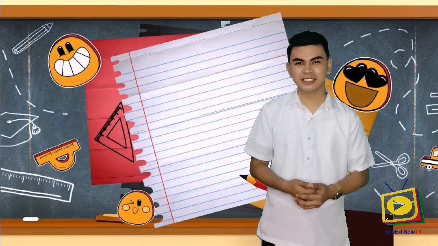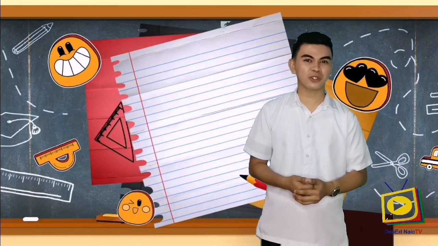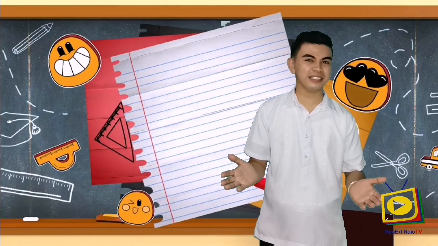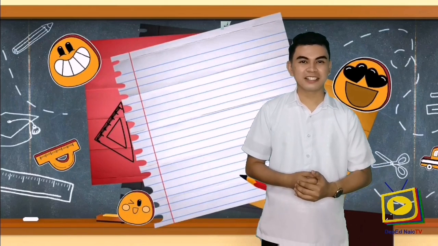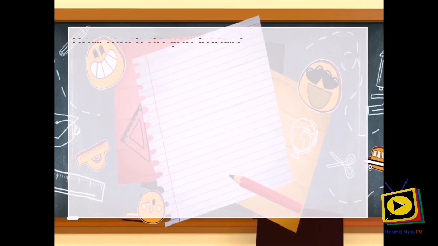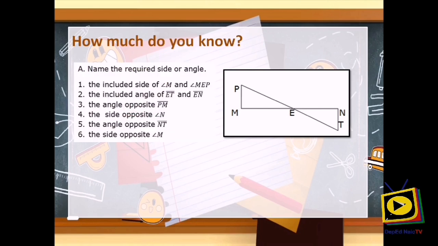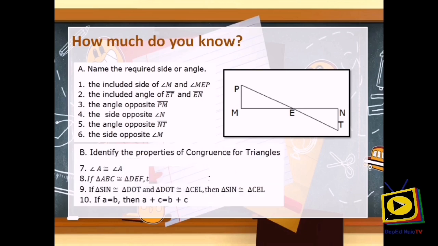Grade 8 learners, how much do you know? Apply the properties of triangle congruence to answer this activity. Ready? Write your answer on a piece of paper. Use the illustration given to answer the activity. For letter A, you need to name the required side or angle. So you need to answer items 1 to 6. For letter B, you need to identify the properties of congruence for triangles for items 7 to 10.